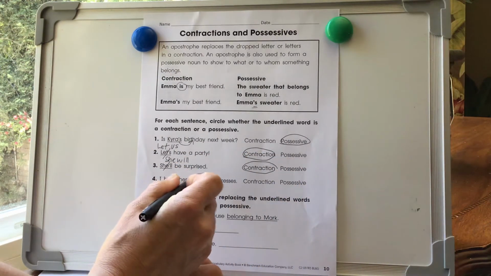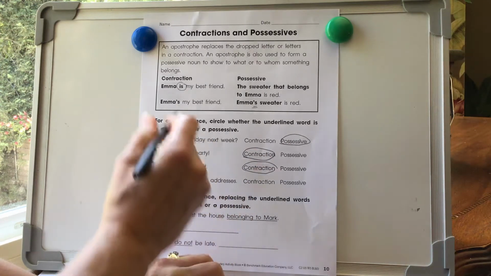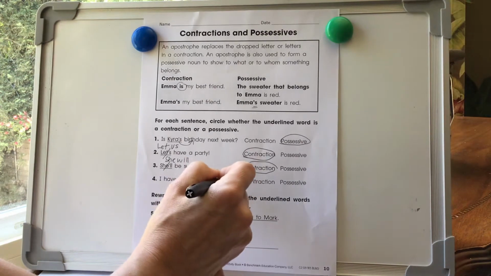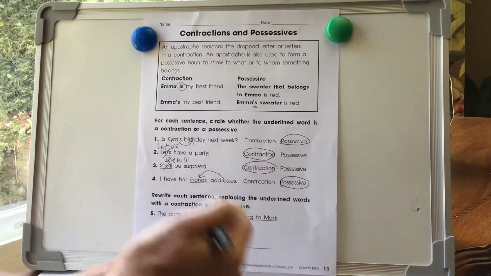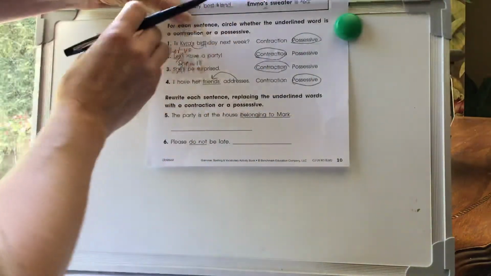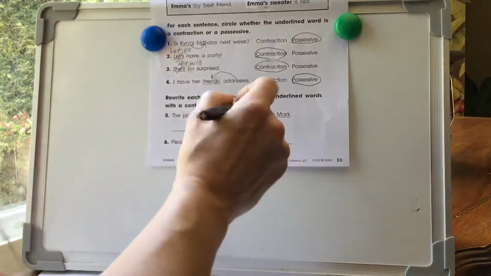And then I have her friends' addresses. So would that be I have her friends is address? No. Whose address is it? The friend's address. It shows possession. So it's a possessive. Okay. Rewrite each sentence, replacing the underlined words with a contraction or possessive. So I'm not going to rewrite the sentence. You can. I'm just going to change it.